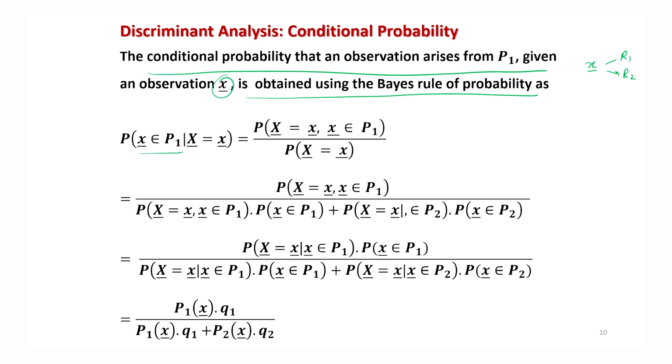Probability that X belongs to P1 given X equal to small x can be written as the joint probability of X equal to small x and X belonging to the population P1, divided by the total probability that X is equal to small x.